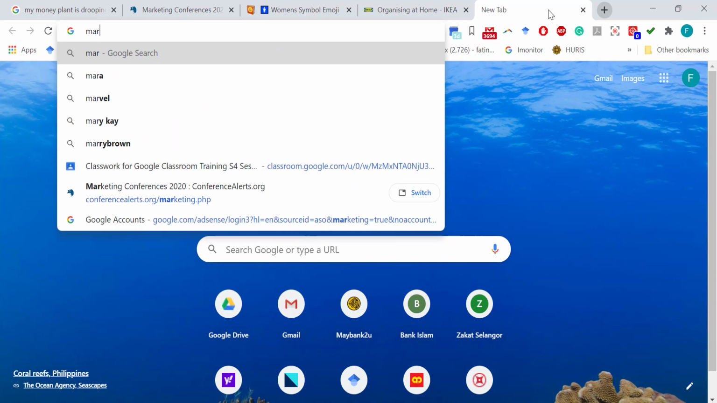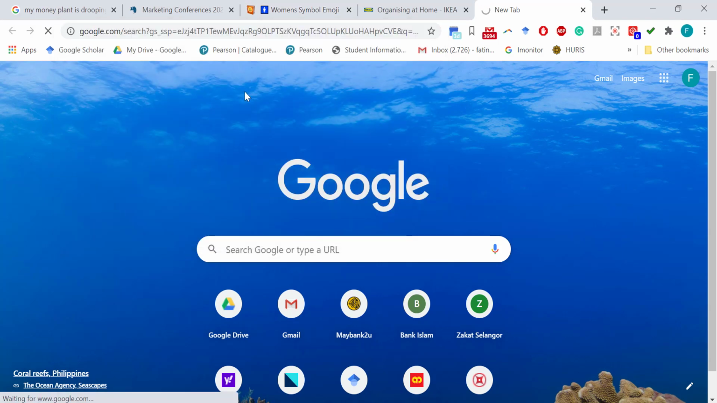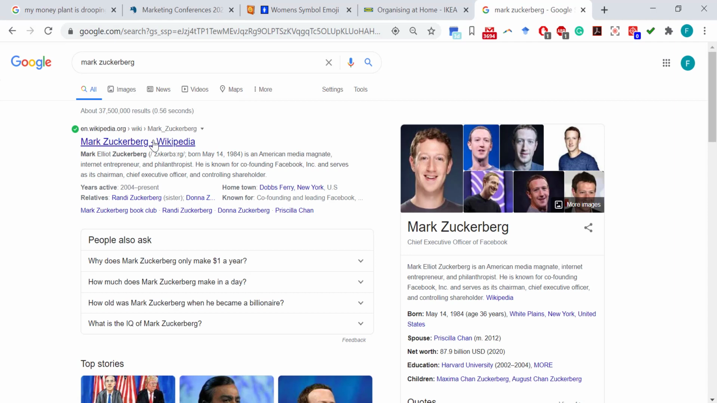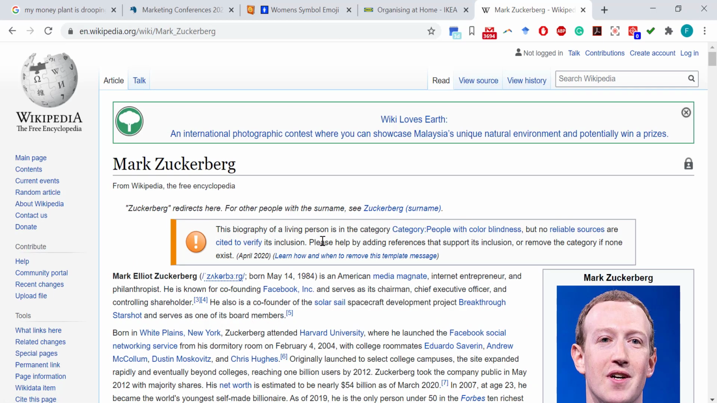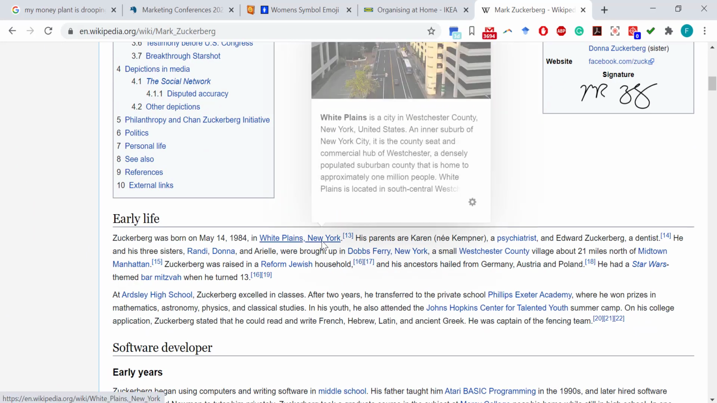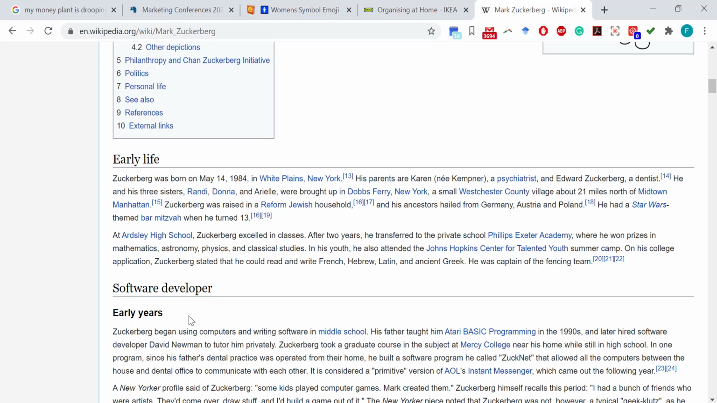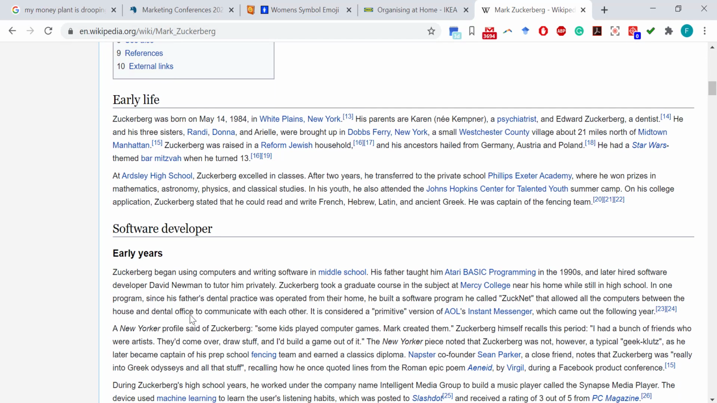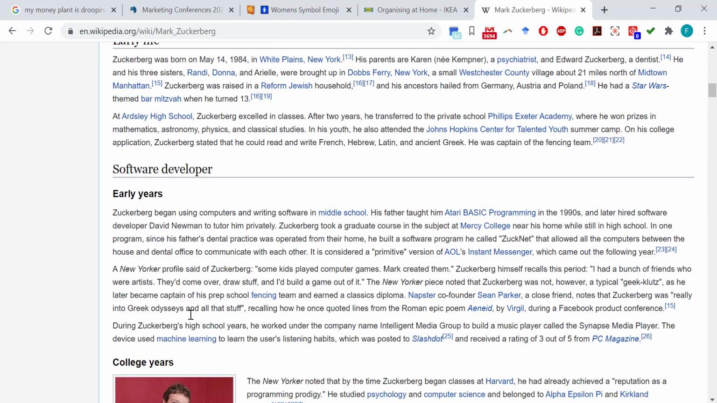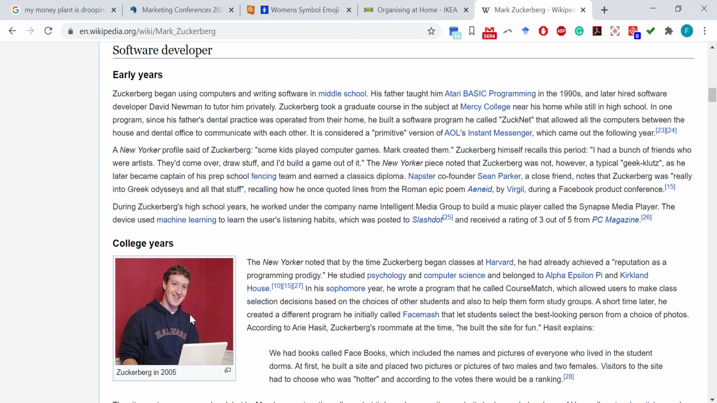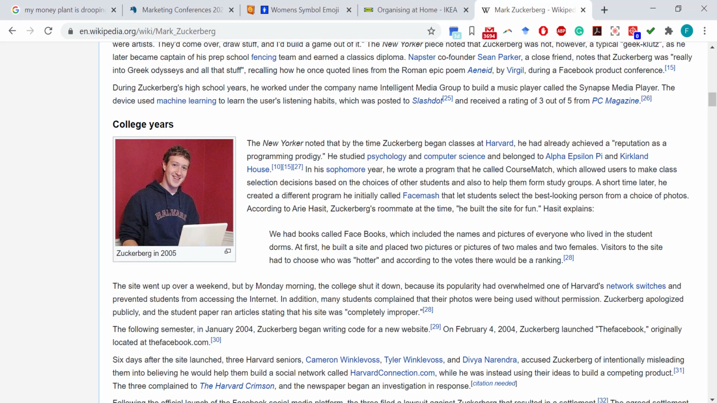For example, Mark Zuckerberg. This is an internet entrepreneur, but everyone knows that his parents are psychiatrists. He's a software developer and he was building a software program. His family doesn't have any kind of entrepreneur background, and he became an entrepreneur by himself because he had a very good idea and he executed it.